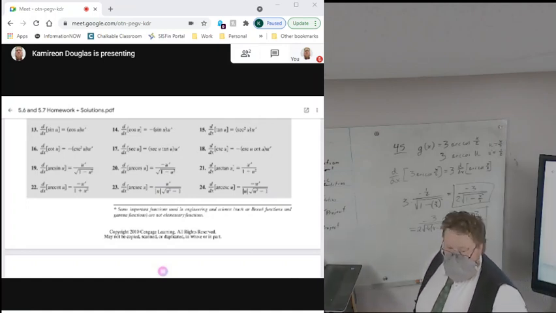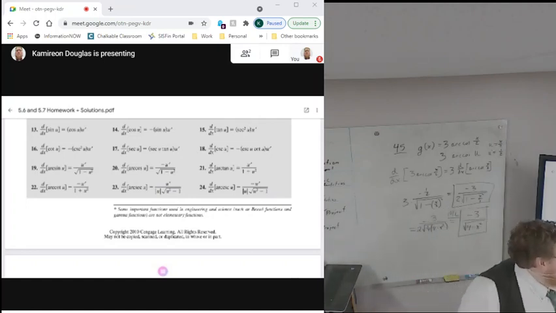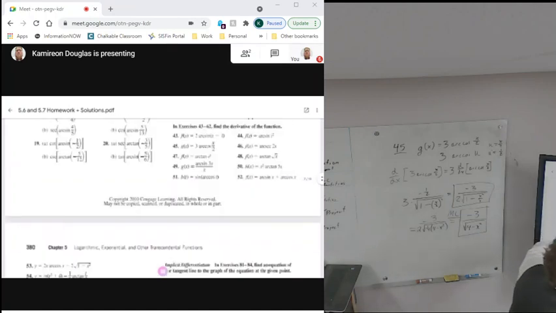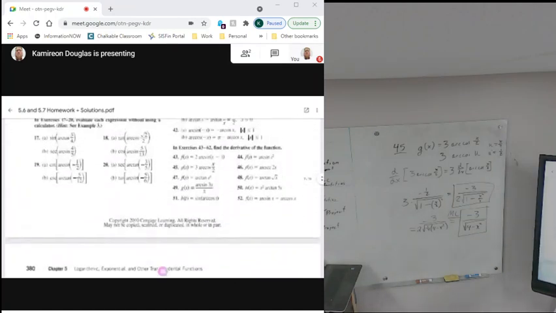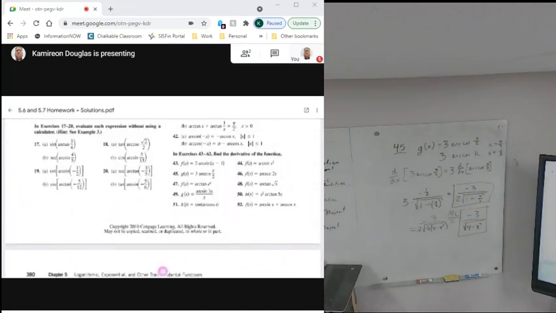Would you do the same thing for 49? For 49? Yeah. Over x squared? For 49, for that one, I have to use a quotient rule. So let's do 49.